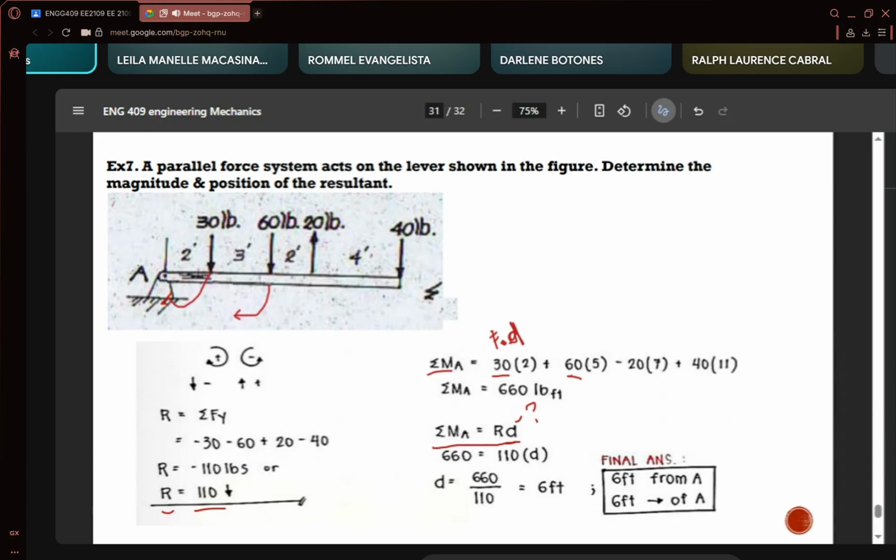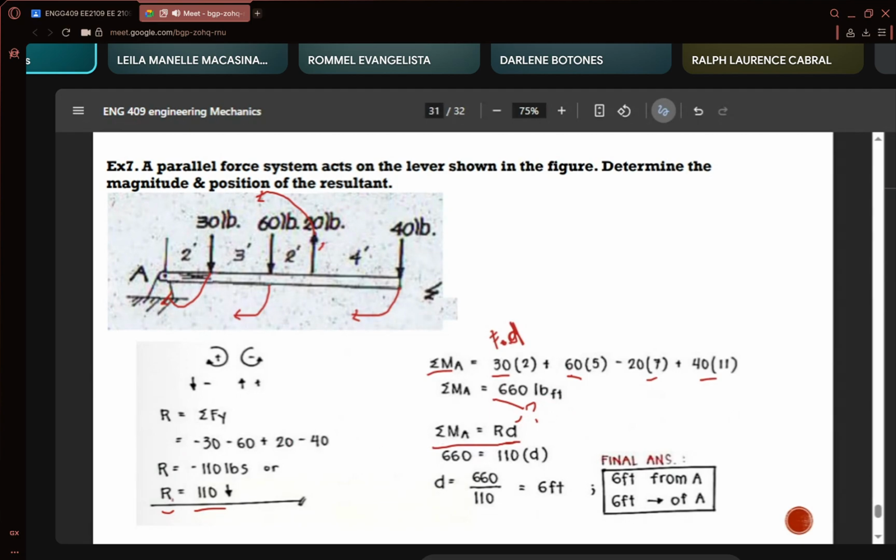And then minus 20. So why is it minus? Because when you extend this, it will give you a counterclockwise direction. So negative 20, and then distance from A, 2 plus 3 plus 2 is 7. And then finally, we have the 40 pound. Again, extend and curve. Clockwise. And the total distance from A is 11. So for a total of 660 pound-feet, right?